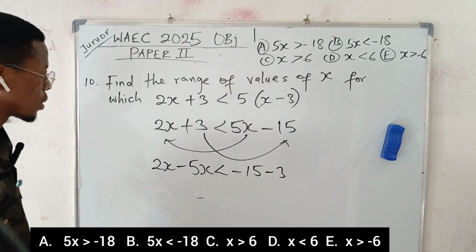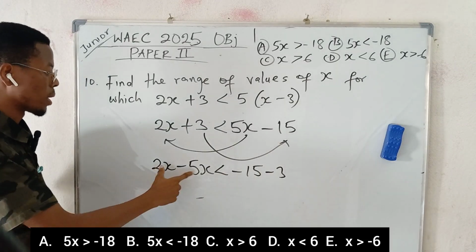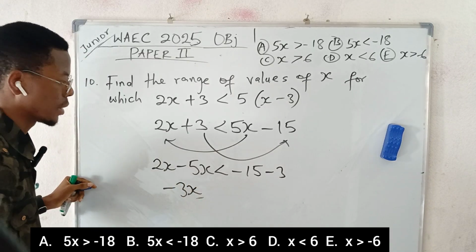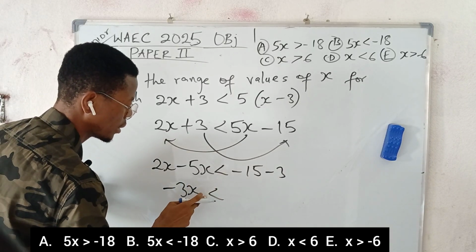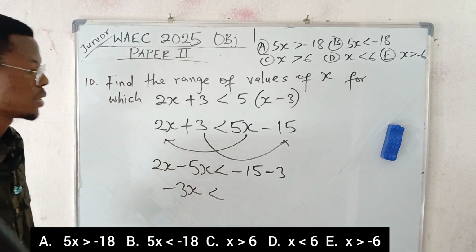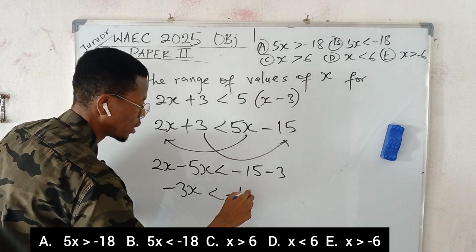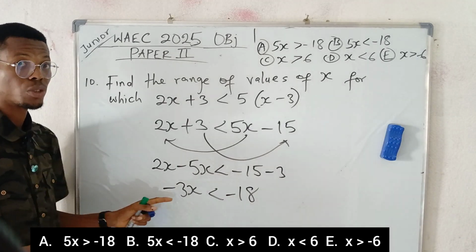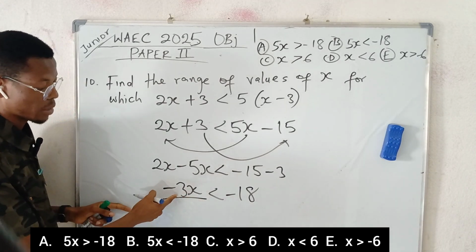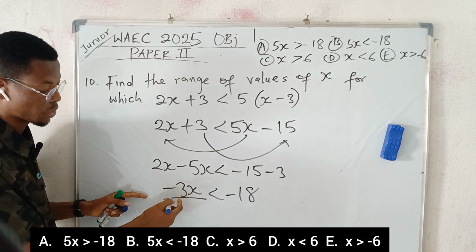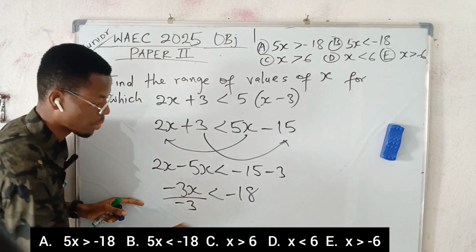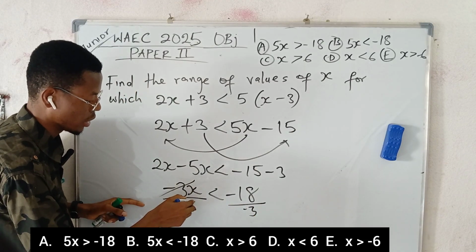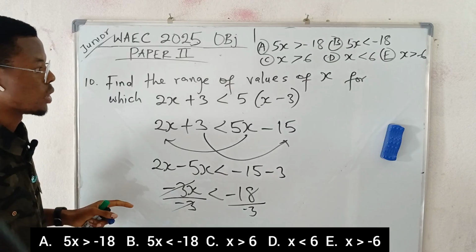All right. Now the next thing to do is 2x minus 5x gives us minus 3x, less than minus 15 minus 3, which gives us minus 18. So we have minus 18. What do we do next? We divide both sides by the coefficient of x, which is minus 3. X is carrying minus 3 here, which is the coefficient. So we divide both sides by minus 3. So minus 3 cancels minus 3, right?